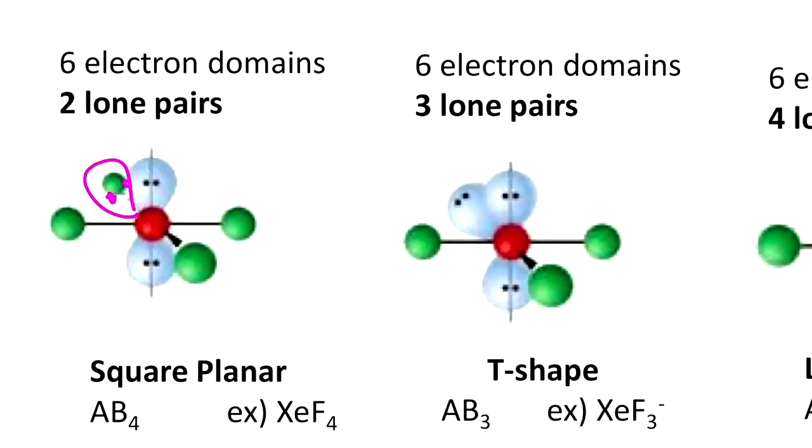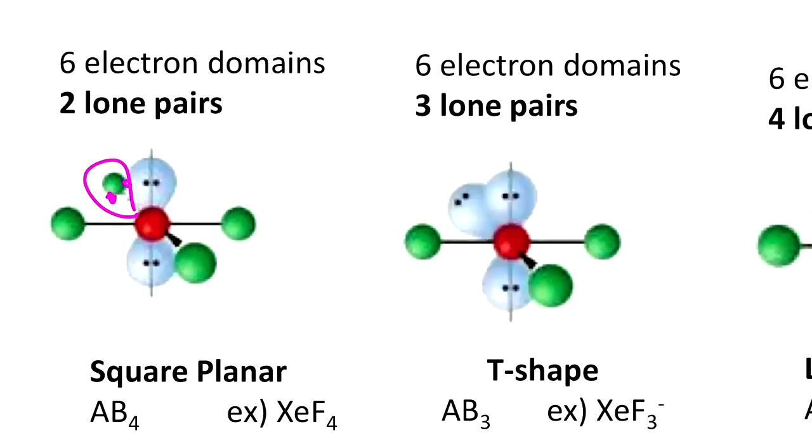And then we see that third lone pair is back there. If we erase those lone pairs, we see what shape is left over. What does that look like? T. It's a T shape. So 3 lone pairs, 3 bonds will also give us a T shape.